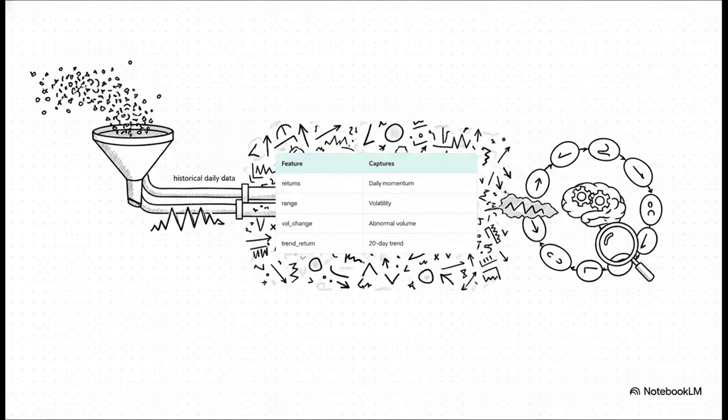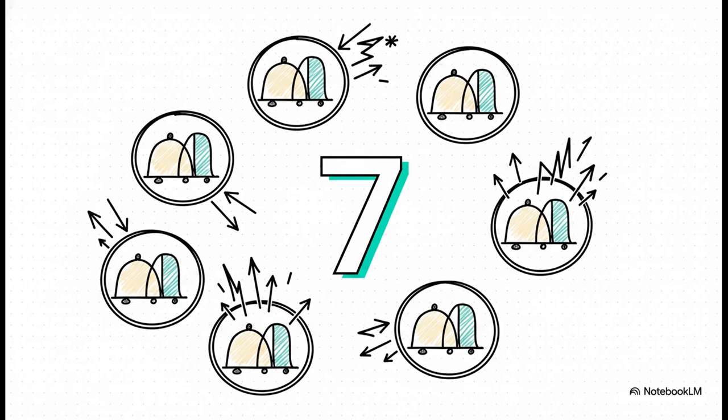It looks at returns for daily directional momentum, the range for intraday volatility, vol change for abnormal spikes in trading volume, and trend return to capture the 20-day cumulative trend. By standardizing these 4 very specific data points, the model clusters historical days together based purely on their statistical fingerprints. So, the specific architecture of this engine is a 7-state Gaussian mixture model. But what's truly fascinating here is that it utilizes 2 Gaussian components per state to capture multimodal market behaviors.